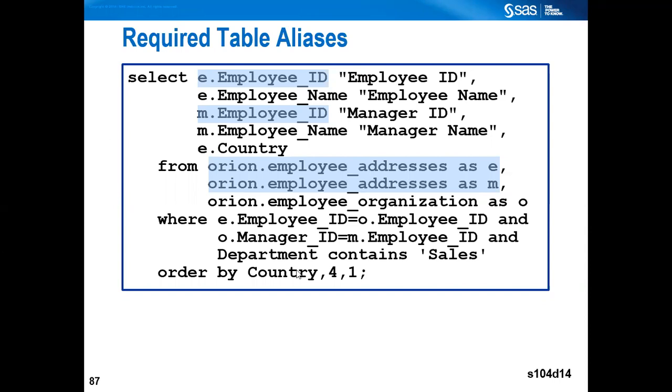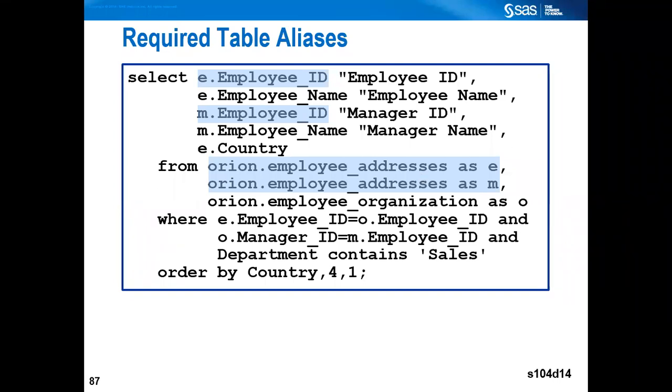And you're working only with department which contains sales. Order by country, fourth column and one column. So which is the fourth column? Fourth column is manager name. First column is employee ID. Country is coming from E dot addresses.